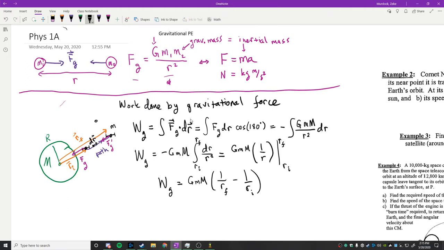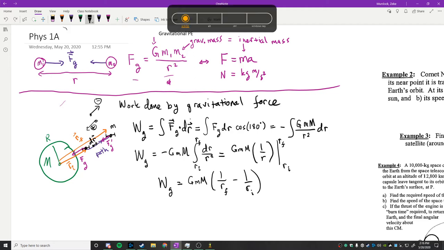If the object were to be moving from here in that direction, the work done by gravity is positive. If you're moving in this direction, the work done by gravity is going to be negative. So gravity does positive work when you fall inwards towards the planet, negative work when you try to pull away from the planet, which should make sense because you effectively have to do work against gravity to get out of the gravitational well of the planet. So that's the work done by gravity.